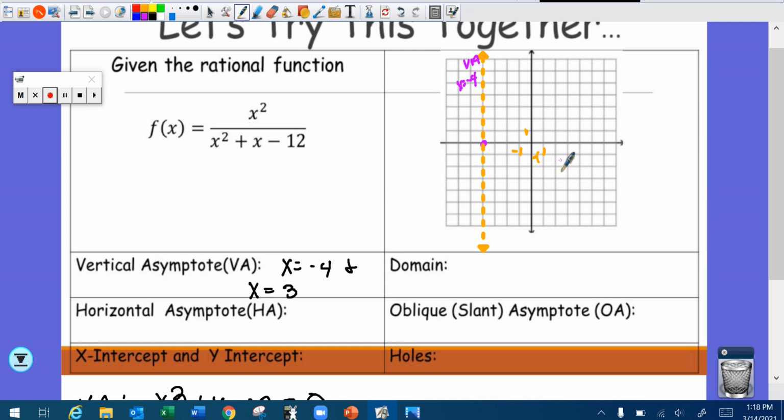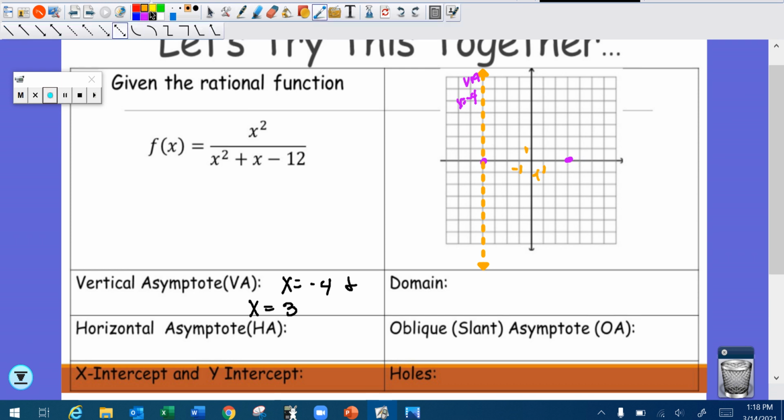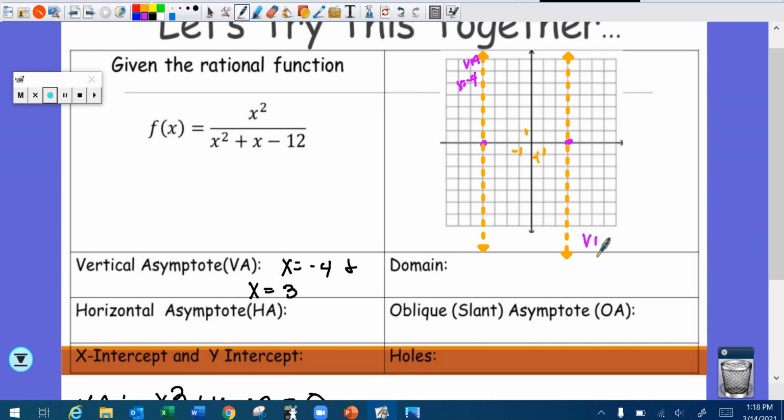And then I'm going to do the same thing with 3. So 1, 2, 3. And then here, I'm going to go ahead and put my vertical asymptote on there. And it's going to be a vertical asymptote at x equals 3. All right? So now we need to look for our horizontal asymptote.